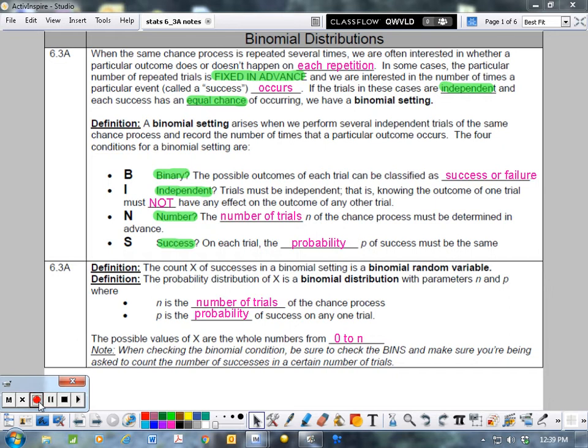If the trials in these cases are independent, and that's going to be very important, and each success has an equal chance of occurring, we have what we call a binomial setting. So how do we check for a binomial setting? We check for it by using this idea of bins. We can check to see if it's binomial by checking the bins. So the B means binary, and that means the possible outcomes on each trial can be classified as success or failure.